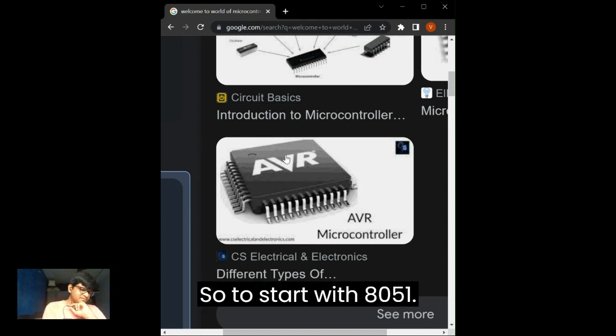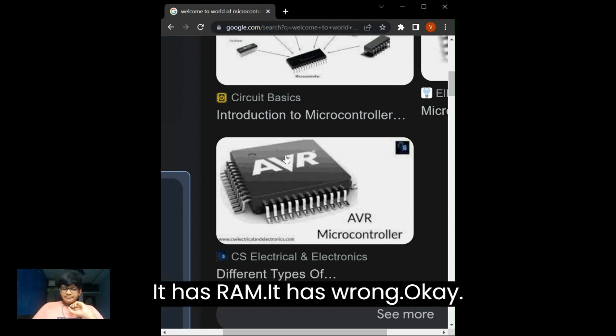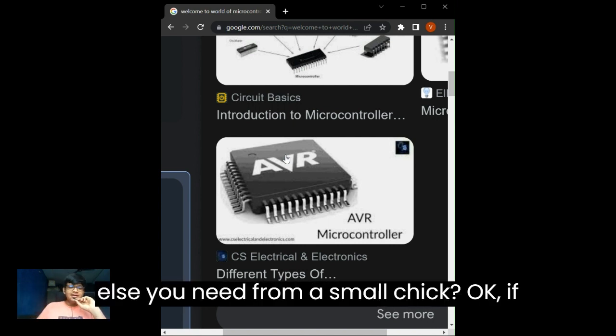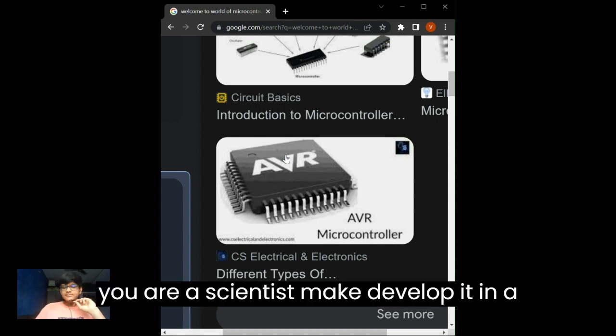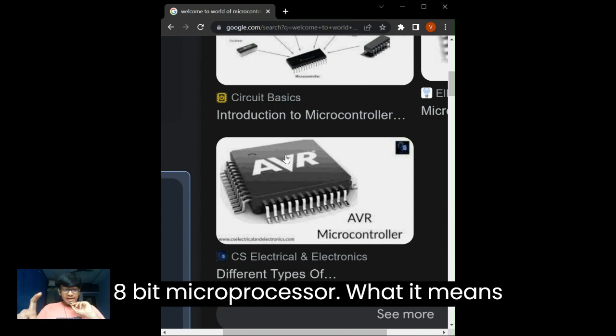To start with, the 8051 has RAM, it has ROM, it has a processor, it has input output ports, and what else do you need from a small chip? If you are a scientist, you may develop it in the future. That depends on you. So it is an 8-bit microcontroller.